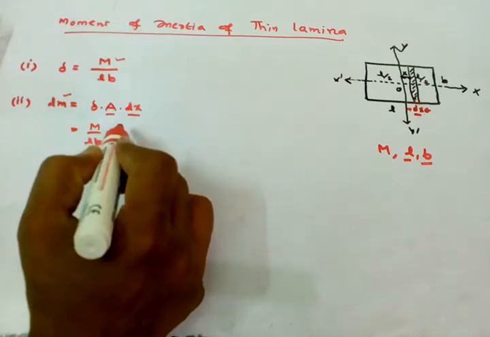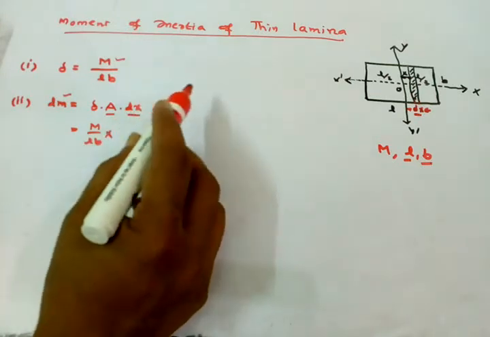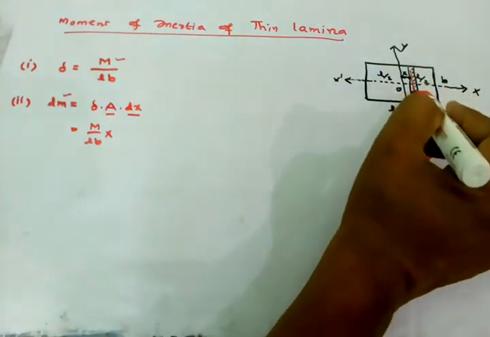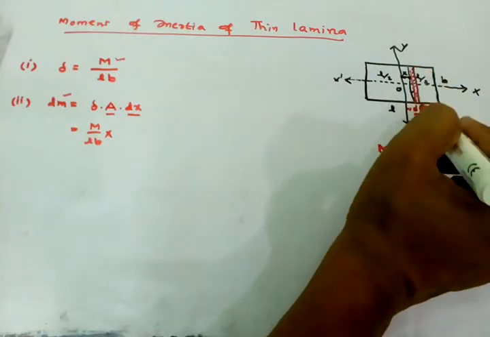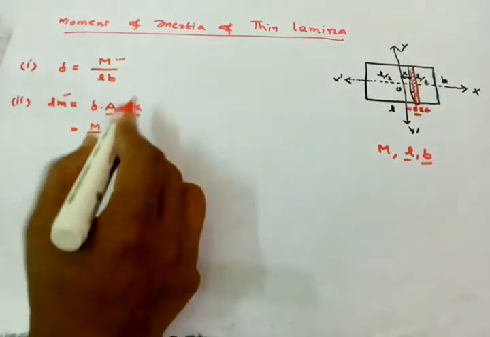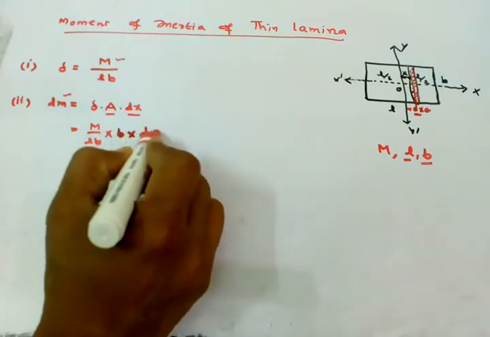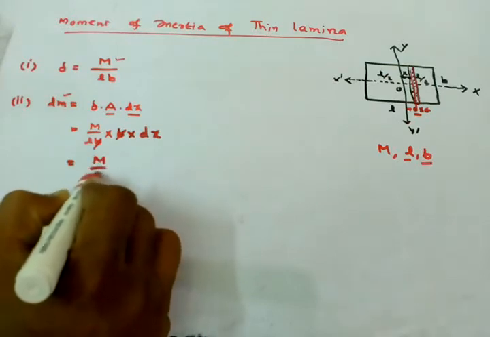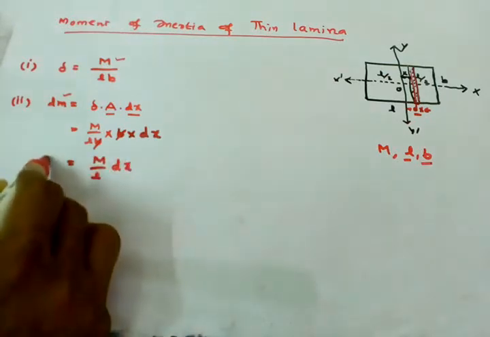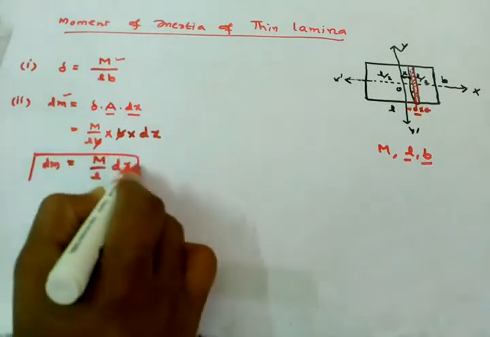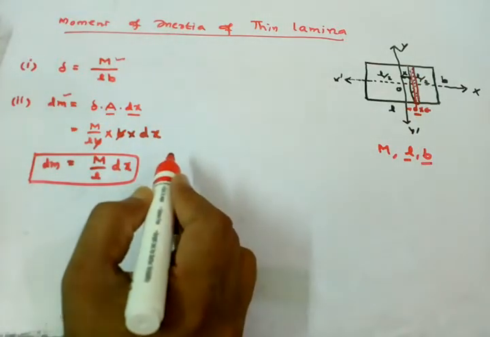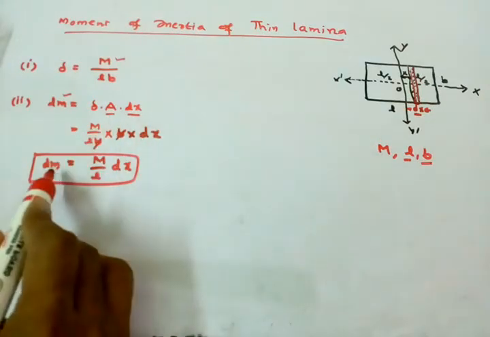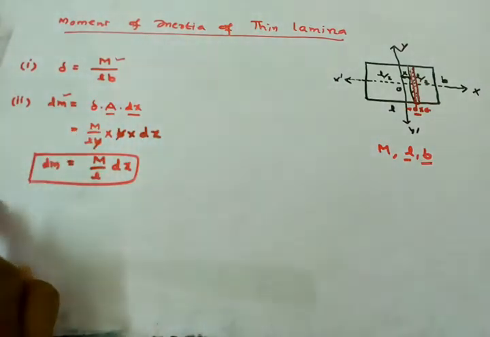What is the area? See here, this is the elemental strip of area. The breadth is b and the length is dx. So the area is b into dx. The b cancels, and we get M by L dx, which is equal to dm. This is the elemental mass of the thin lamina, and M is the total mass of the thin lamina. Already we got the elemental mass now.